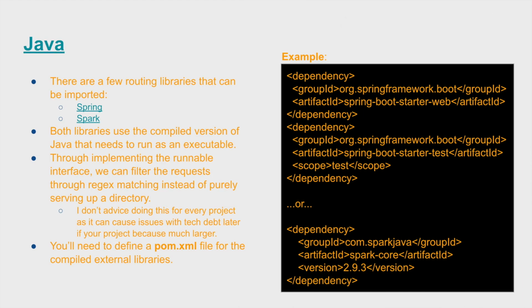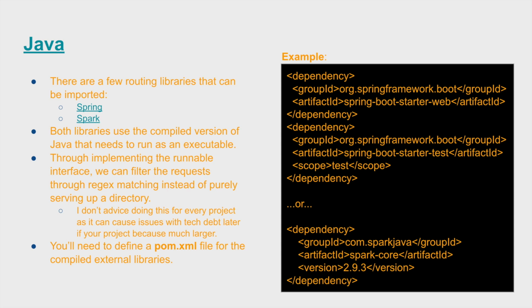Java has 2 routing libraries for servers. One is called Spring and the other one is called Spark. Both libraries are used via the compiled version of Java and not the executable, runnable. It doesn't implement the runnable class or interface, sorry.